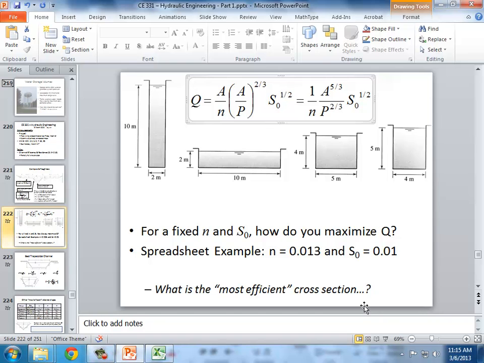Okay, so the flow rate of the area to the 5/3, we'll use this one. It was our most efficient. 20 square meters to the 5/3 power, and we've got the slope 0.01 to the 1/2 power, the N value 0.013, and then the perimeter to the 2/3. And the perimeter of this one is going to be 8 plus 5, which is 13 meters, to the 2/3.